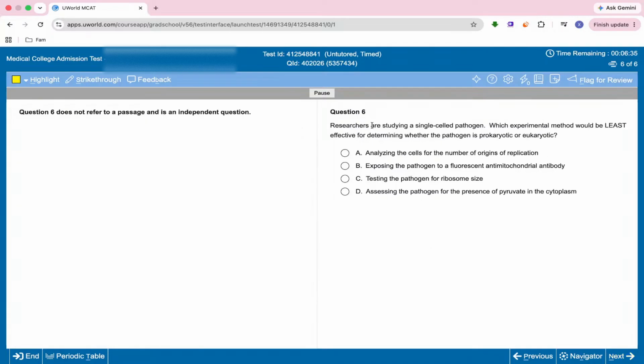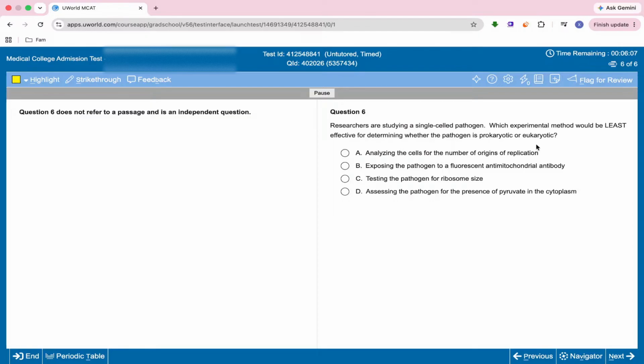I'll come back to that. Researchers are studying a single-cell pathogen. Which experimental method would be least effective for determining whether a pathogen is prokaryotic or eukaryotic? Would be least effective. Applying a fluorescent anti-mitochondrial antibody. Testing the pathogen for ribosome size. Assessing the pathogen for the presence of pyruvate.